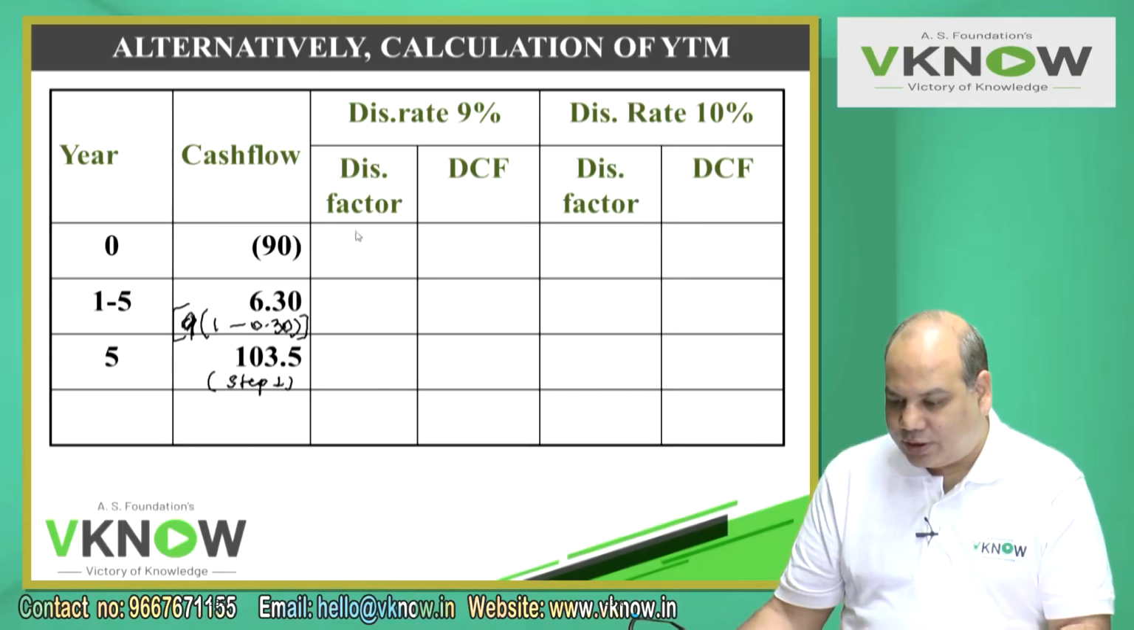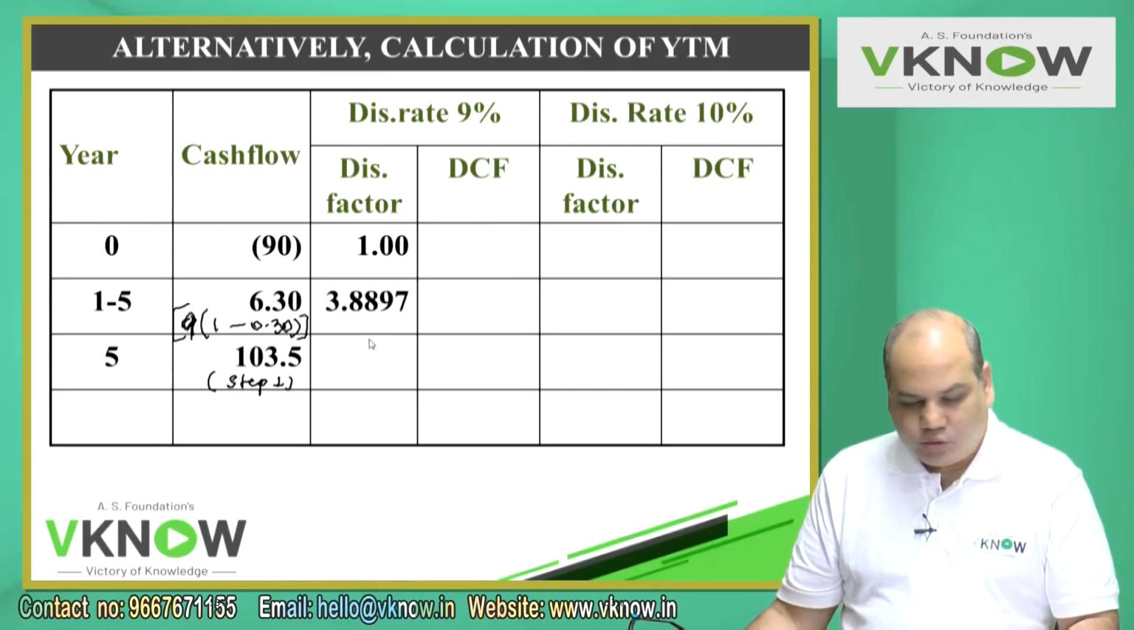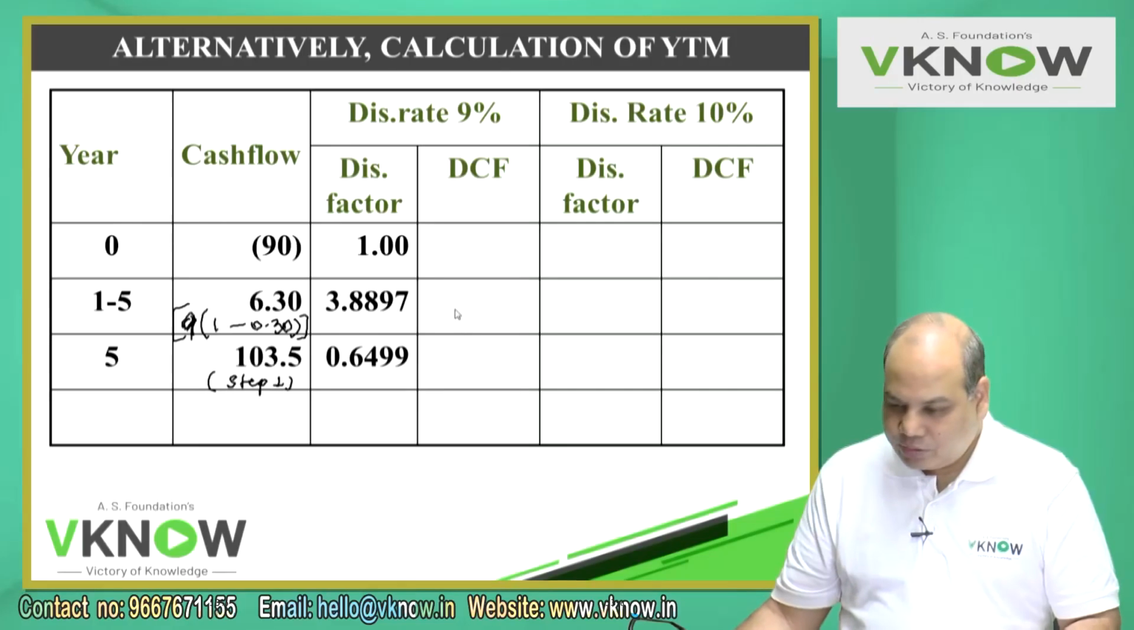Now start writing the factor. Year 0 is 1, and for years 1-5, you can copy from the previous question where also we have used 9% and 10%. So you can just quickly copy from the previous answer: 3.8897 and 0.6499. Multiply, take total, 90.